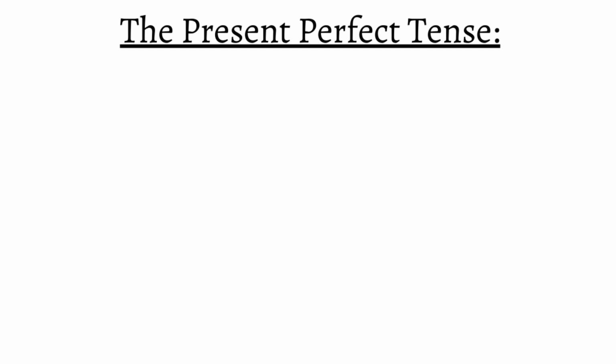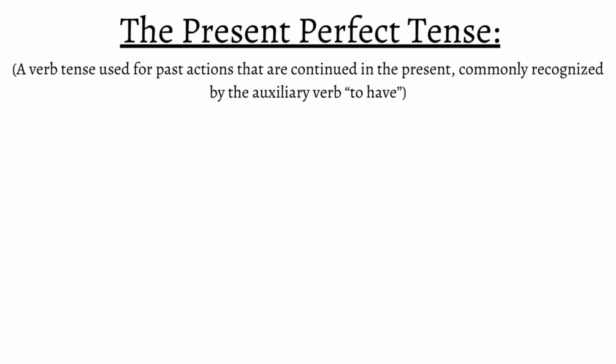The present perfect tense in English is a verb tense used for past actions that are continued in the present. It's very commonly recognized by the auxiliary verb to have with corresponding conjugations, but it's a complicated tense because it doesn't translate in many other languages.